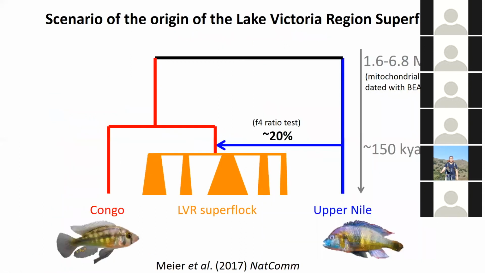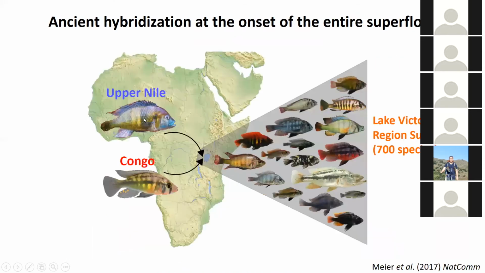With lots of different tests of hybridization, I identified this scenario where the Upper Nile lineage and the Congolese lineage are both ancestral to the Lake Victoria region superflock and hybridized about 150,000 years ago, whereby about 20% of the ancestry of the Lake Victoria region superflock is derived from the Upper Nile lineage and about 80% from the Congolese lineage. So Upper Nile and Congolese came together, hybridized, and from this, the 700 species of the Lake Victoria region superflock evolved.